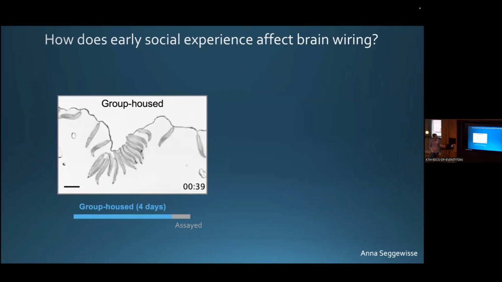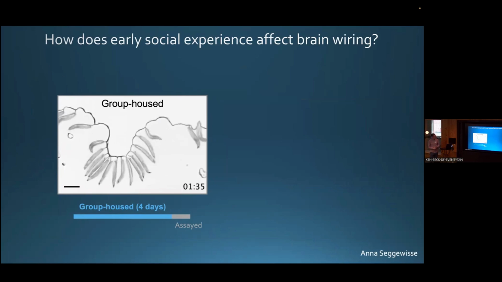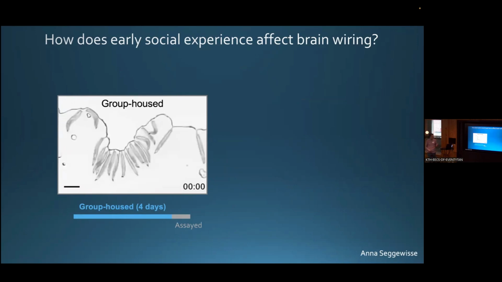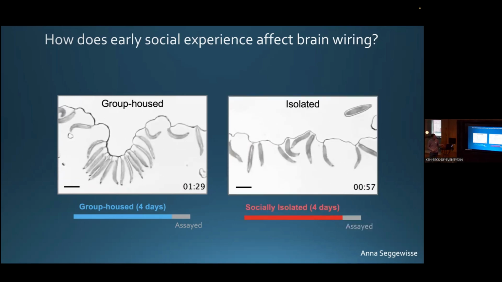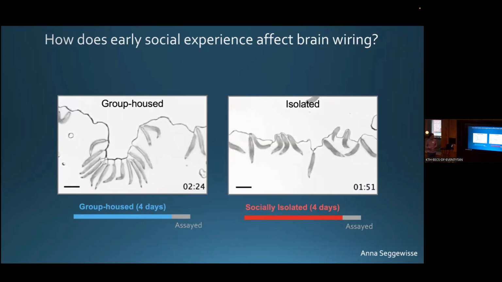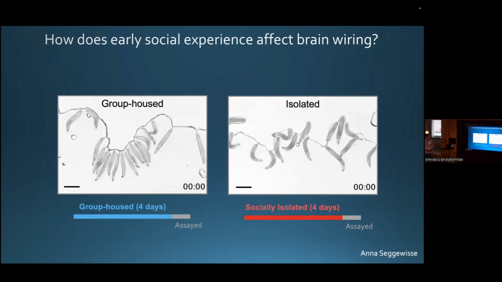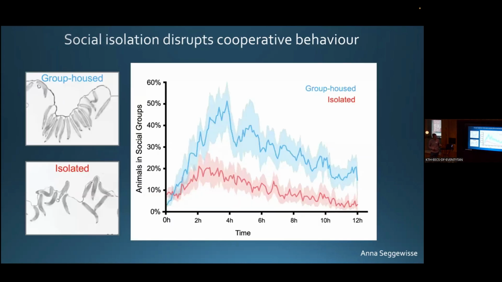But if you group house, as you've seen, this is a 2.5-minute video, you can see that they form these nice clusters. But if you socially isolate them so that they've never seen another larva until the moment when you assay them, it's drastically different. So this is what it looks like here. You can see there are not these organized groups. The animals are kind of repulsed from each other. So it's very different. We've quantified that using the deep learning method I mentioned before, and you can see a striking difference between the group housed and isolated animals.